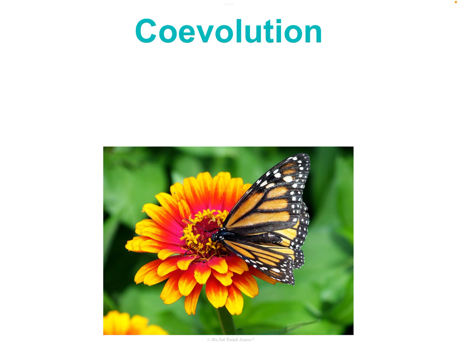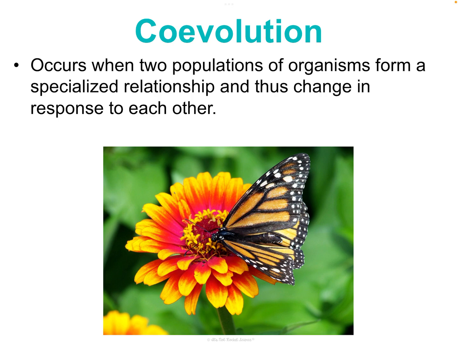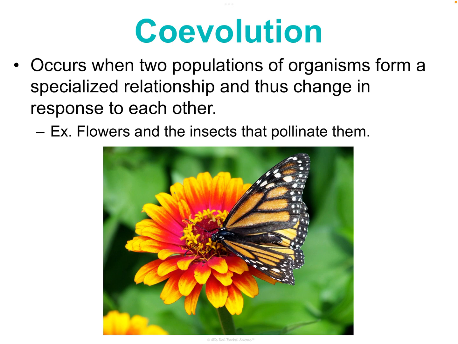And then finally, we have coevolution, and that co word meaning together. And this is when two populations of organisms form a specialized relationship and thus change in response to each other. And the best example of that is flowers and the insects that pollinate them. Flowers and butterflies or flowers and bees evolve together in order to continue being able to help each other, like feed the bees, but also help to pollinate and reproduce the flowers. So they rely on each other in order to sustain their everyday lives.